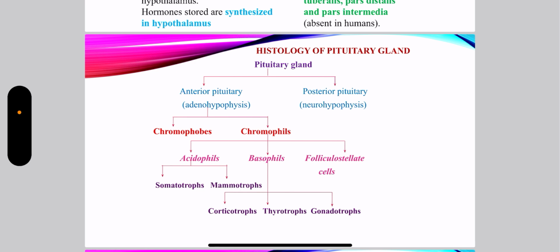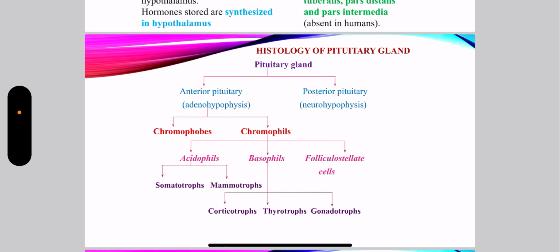This is about the histological features of the pituitary gland. As we know, the pituitary gland has two lobes, anterior and posterior. Depending upon these lobes, it is named as adenohypophysis, that is anterior pituitary, and neurohypophysis, that is posterior pituitary. The anterior pituitary has grossly two types of cells, chromophobes and chromophil cells. Chromophobes are the agranular cells and the precursors of chromophils, whereas the chromophils are granular cells. Depending upon the nature of granules, they are acidophilic cells and basophilic cells.